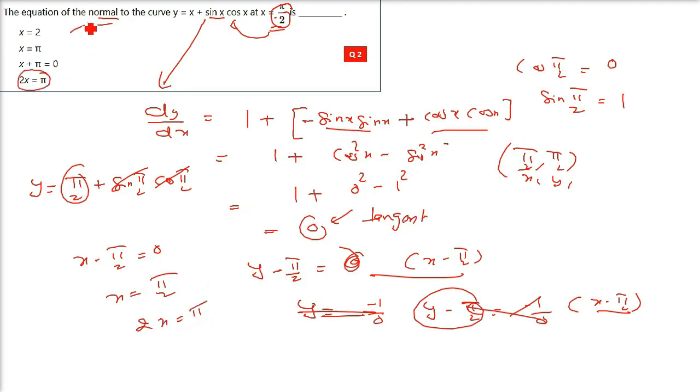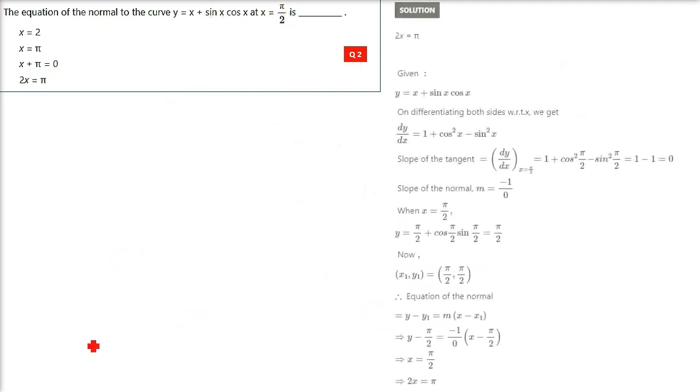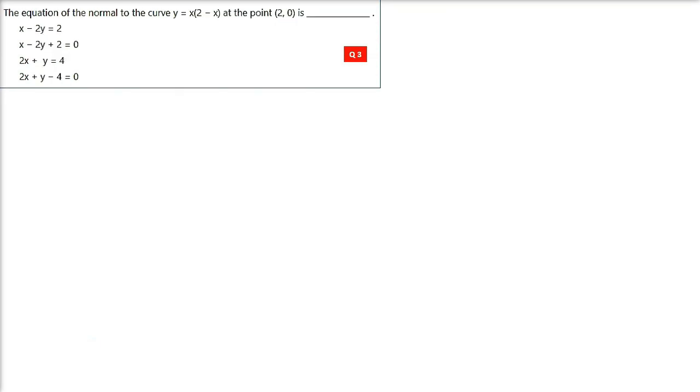Sometimes they ask normal, sometimes they ask tangent. So this is the reference solution for you. You can just follow this. Solve it by yourself. The equation of the normal to the curve at point (2, 0) is. The equation of the normal has to be computed. Please remember, it's not tangent, it's normal.